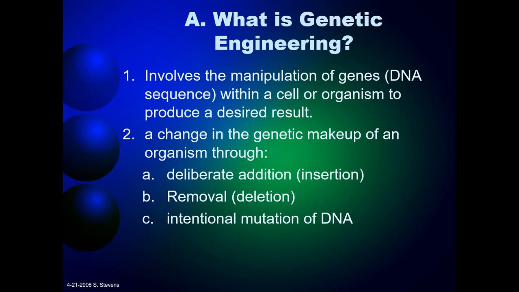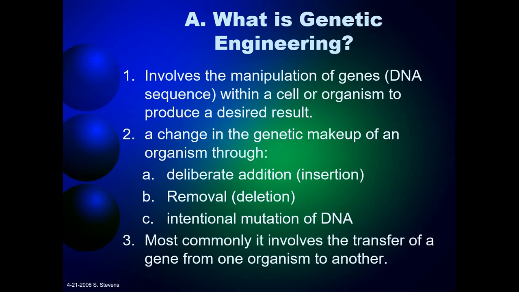It helps in a change of the genetic makeup throughout an organism. We can make it deliberate, or we can remove it, which is a deletion. So deliberate addition is insertion, deletion is a removal, and we can mutate the DNA intentionally. Now, just by having kids and having posterity, your DNA gets mutated. The most commonly involved transfer includes one gene from an organism to another. So that is having kids.